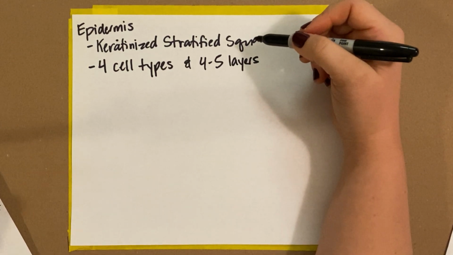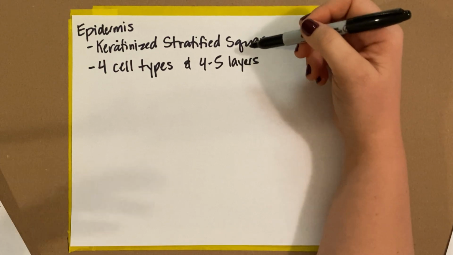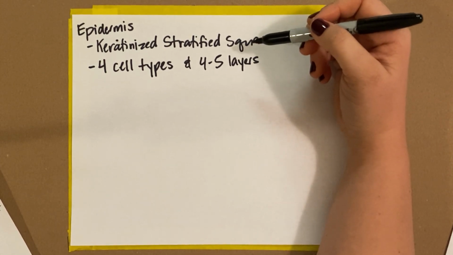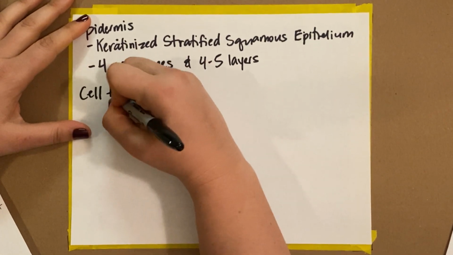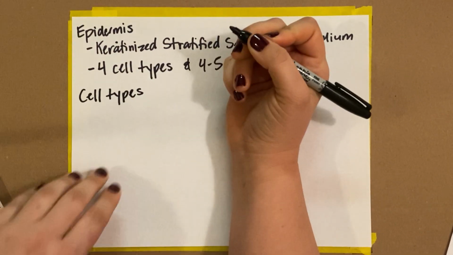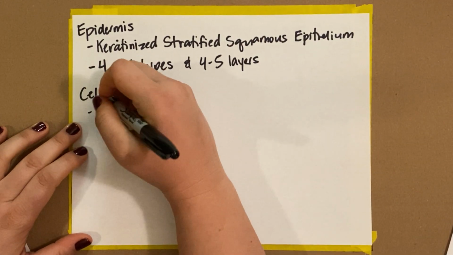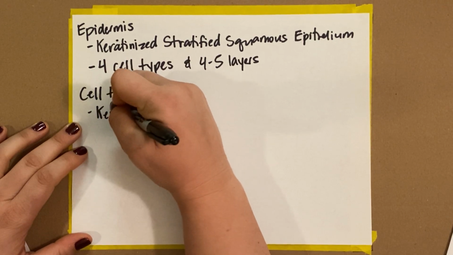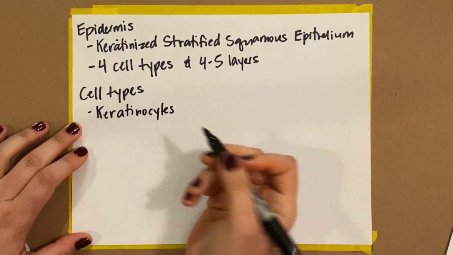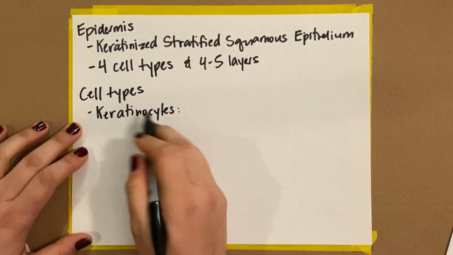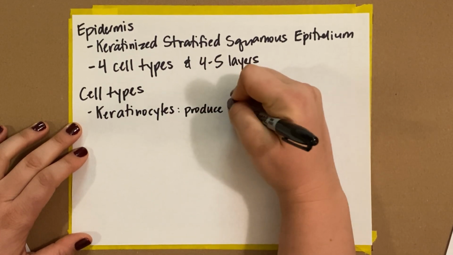And so you've probably already looked at the Integument lab where you had to see slides of the different layers. So we'll go into a little more detail about those different layers. Okay, so we're going to first talk about the cell types. And the first type of cell we're going to call the keratinocytes. Okay, and so like the name implies, they are cells that produce keratin.